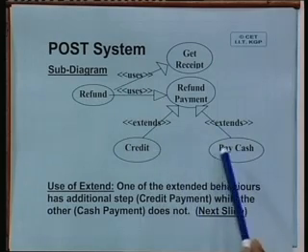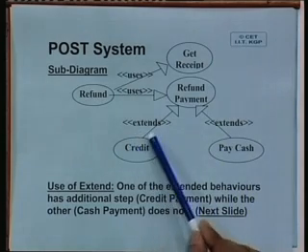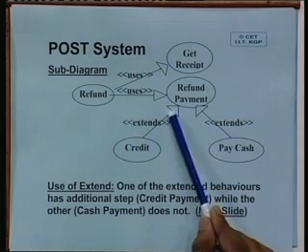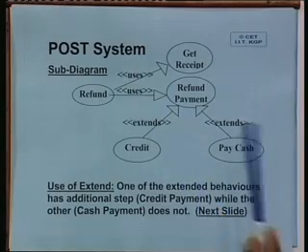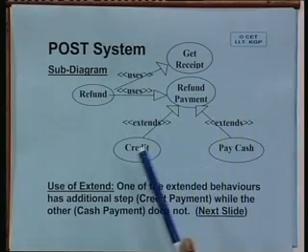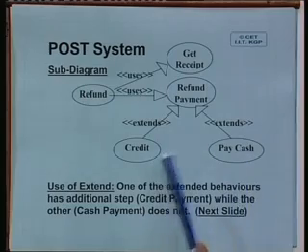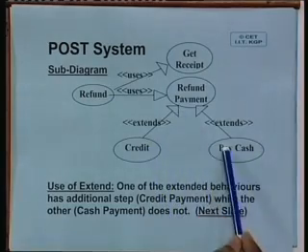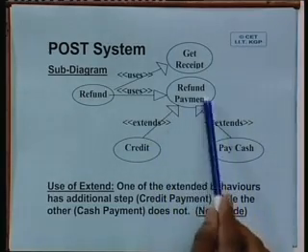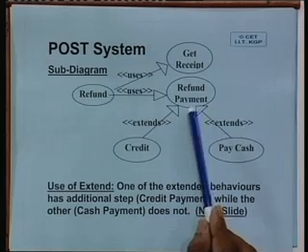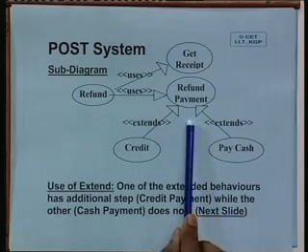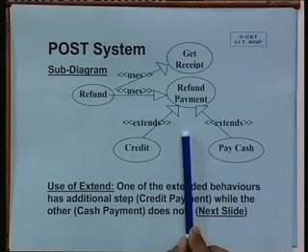Is it? There are two types. So, when you are using extends, basically you are having the credit and pay cash, both are basically part of the refund payment process, in the sense that they are two different types of refund payment process.